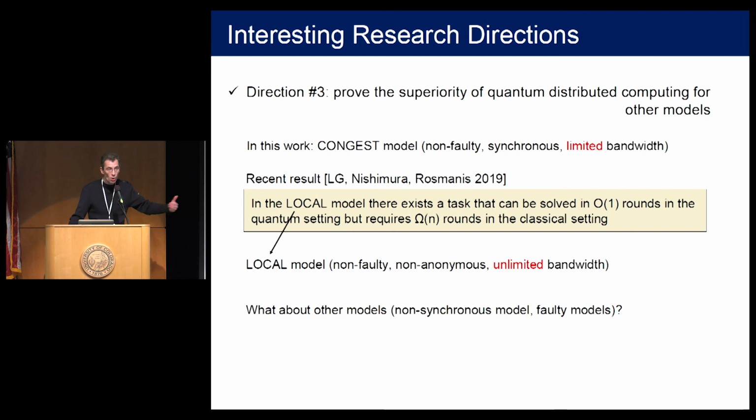But of course, there are other models. You can consider non-synchronous models, faulty models, and many other things. So it would be, I think, very interesting to go through all the models studied in the classical distributed computing literature and to try to see if there can be a speed up if you allow quantum communication. Okay, thank you.